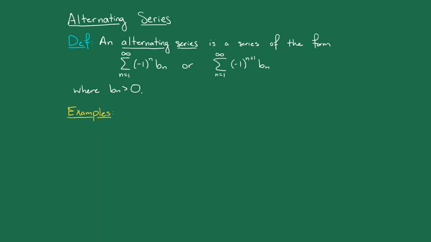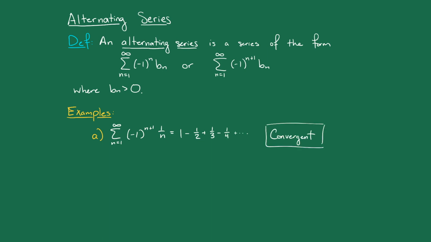Now, let's see some examples of alternating series. We've already seen one example, namely the sum of (-1)^(n+1) times 1 over n. And if you recall, we showed that the series converges by showing that the limit of the partial sums converges.